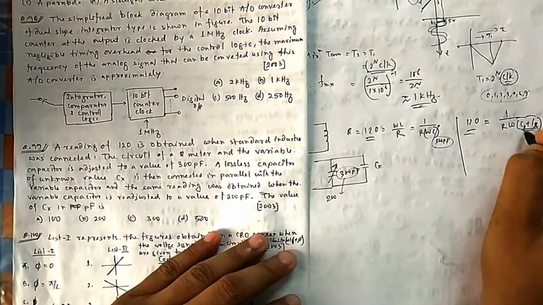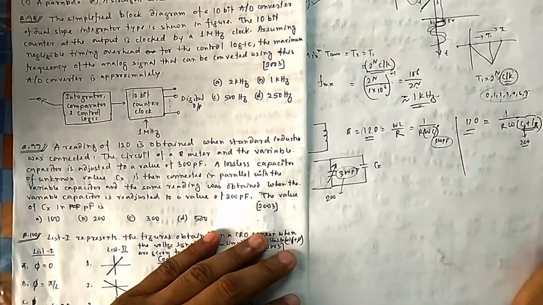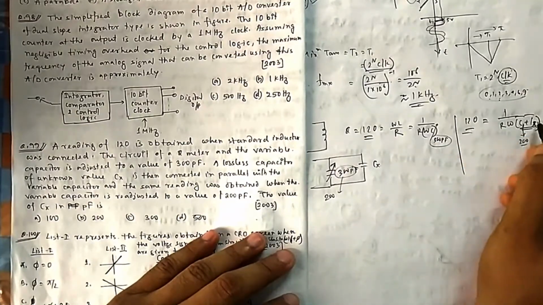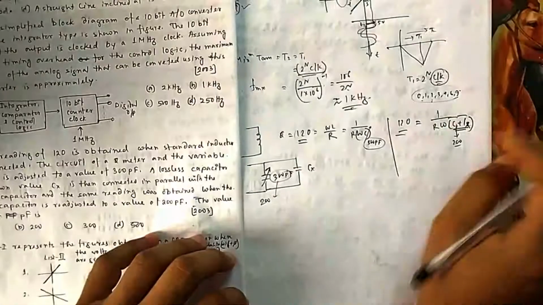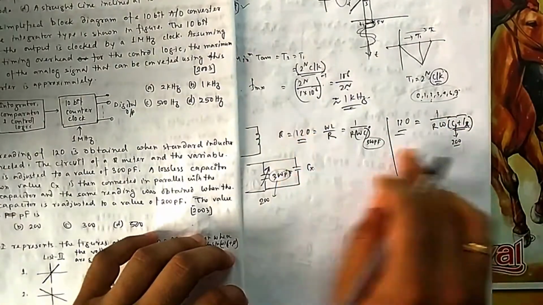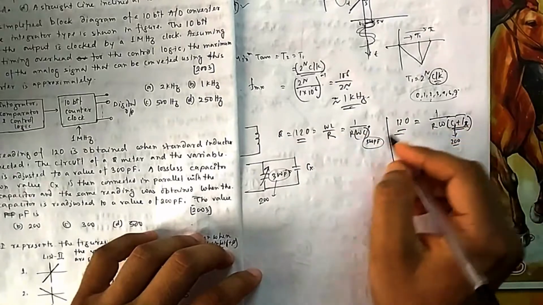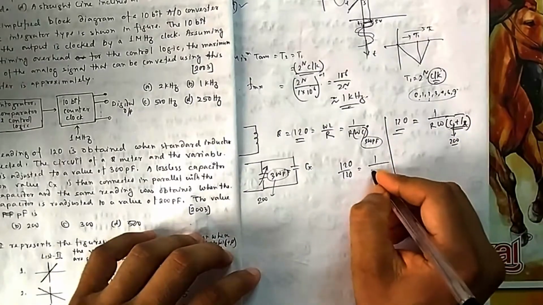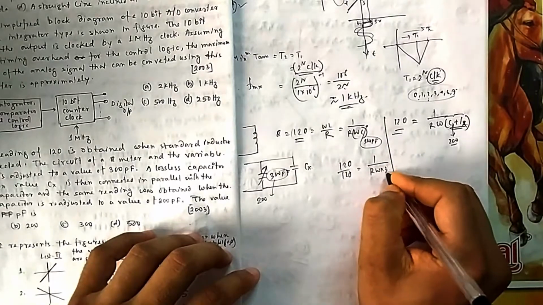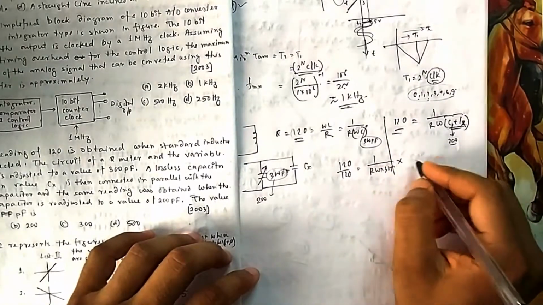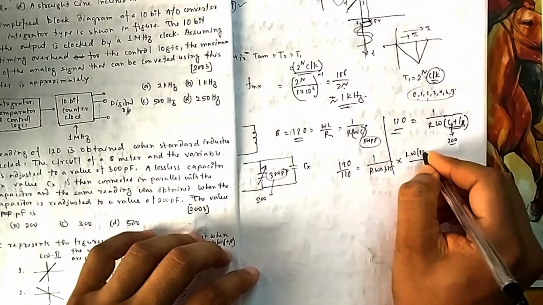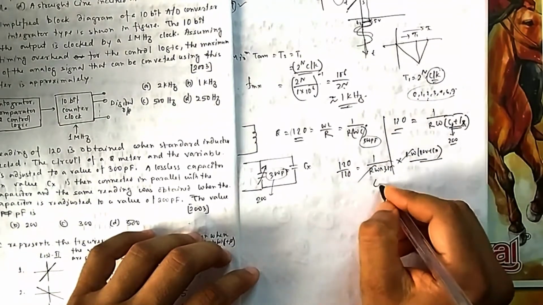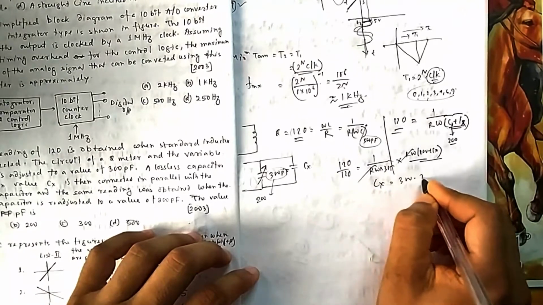So now what should Cx be? The total should be equal to 300, then only this reading will come. You can divide the two readings, 120 by 120, and on this side it is 1 by R omega times 300 pico, and on that side 1 by R omega times 200 plus Cx. So this gets cancelled, that is 1. So your Cx will be 300 minus 200, that is 100 picofarad.